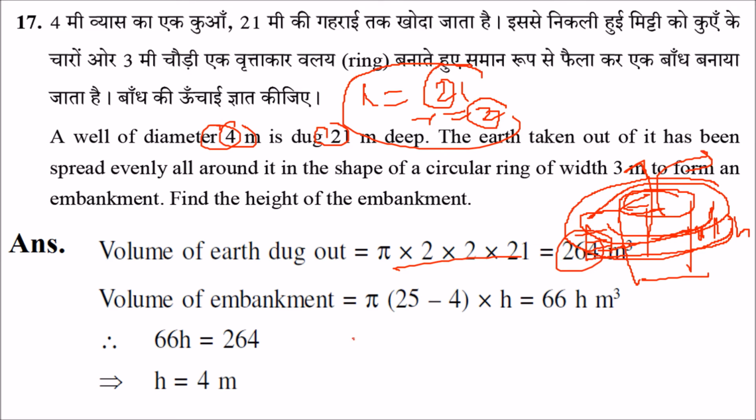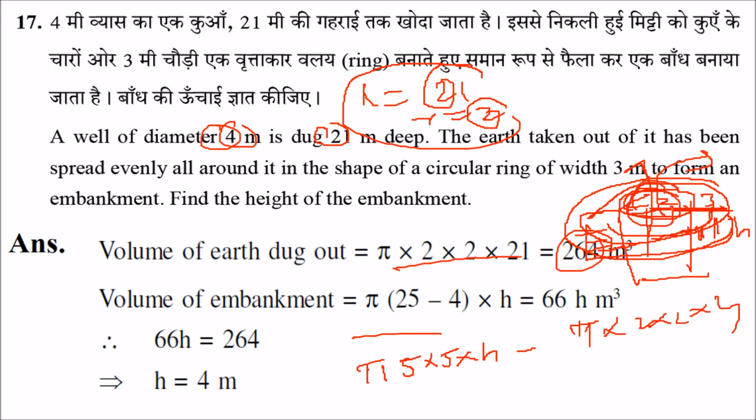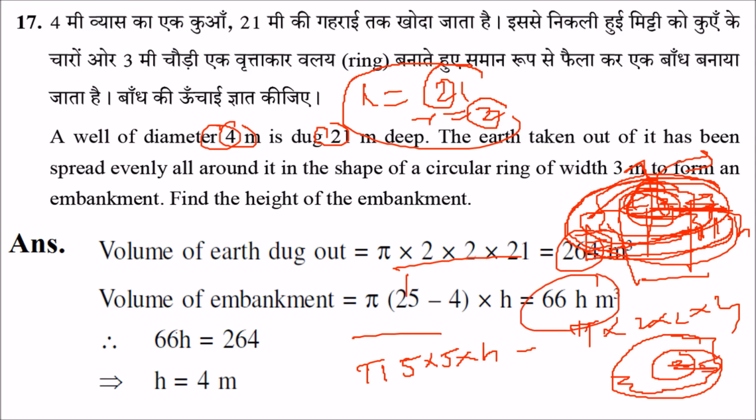And what will be the volume of embankment? Pi into 5 into this, because this is 2 and the width is 3, so this will be 5, the outer ring. So pi into 5 into 5, pi r square into h, minus, you have to subtract this, pi into 2 into 2 into h. You have to subtract this and equate, because if you subtract this whole from this, you get this area region. Let me show you. You want this area, so you have to subtract this 2 from this 5. That is what has been done. So this is 66h, equated with 264, you get h equal to 4 meter.